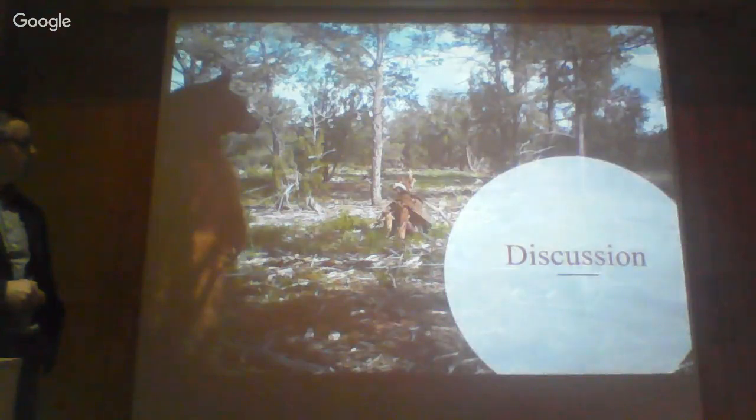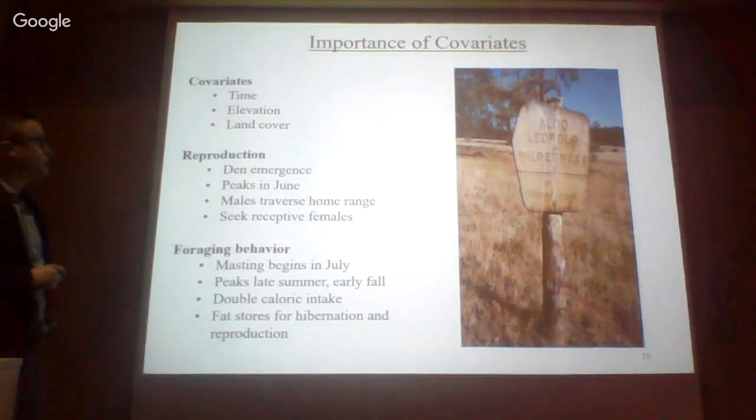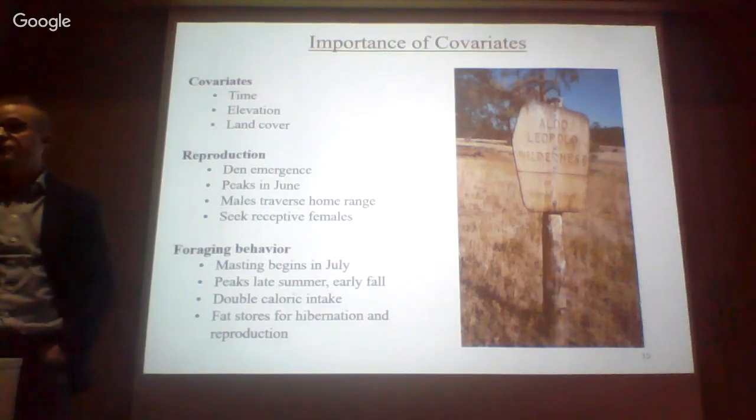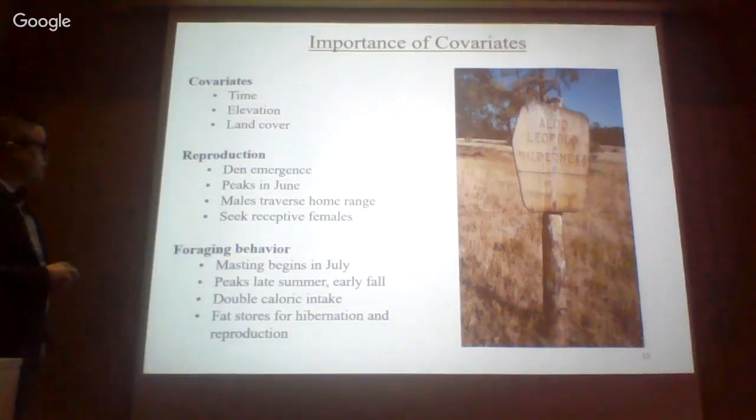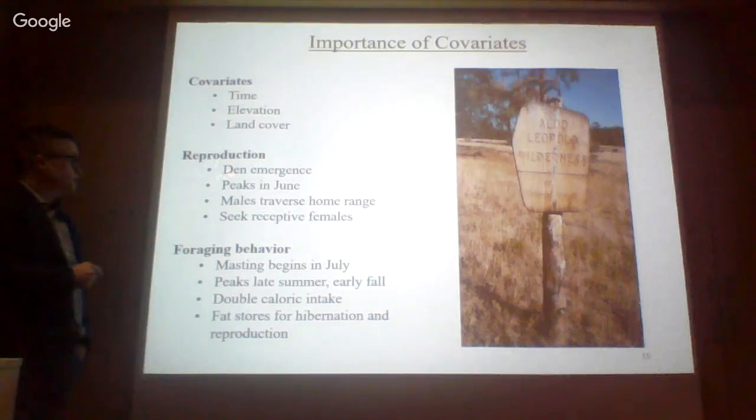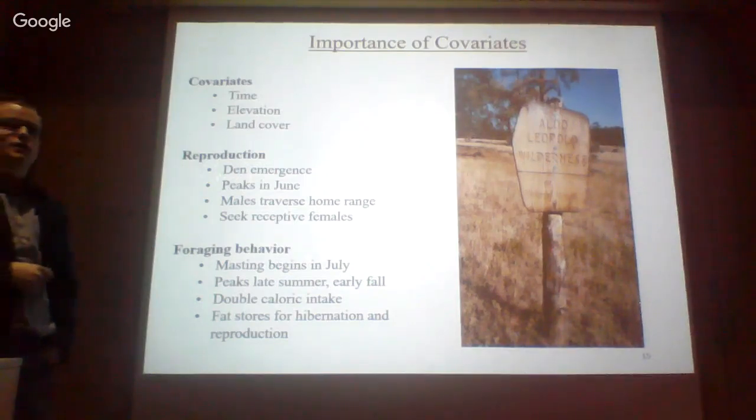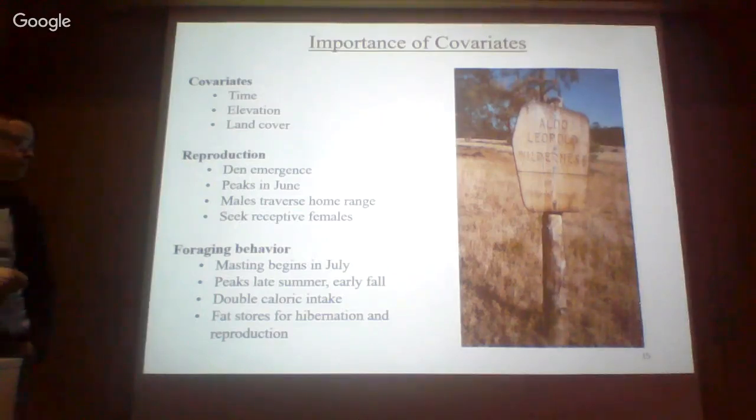And from that, stuff we can glean from this analysis is that time, elevation, and land cover type were important explanatory variables over most of the mountain ranges. And most likely this is related to both the reproductive history as well as the foraging behavior of the species. For example, reproduction or mating occurs from den emergence, peaks around June, and at that time, males are traversing their home range, seeking out these receptive females, increasing those movement rates.